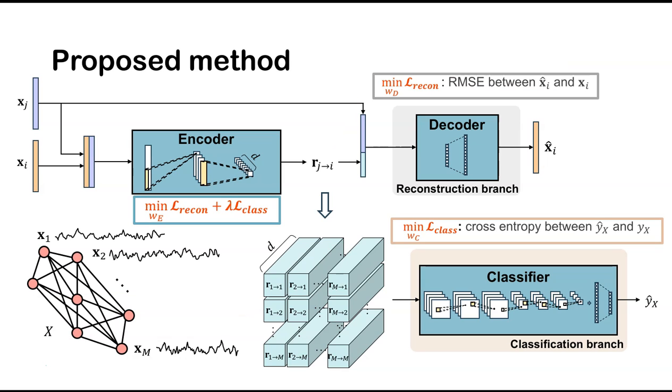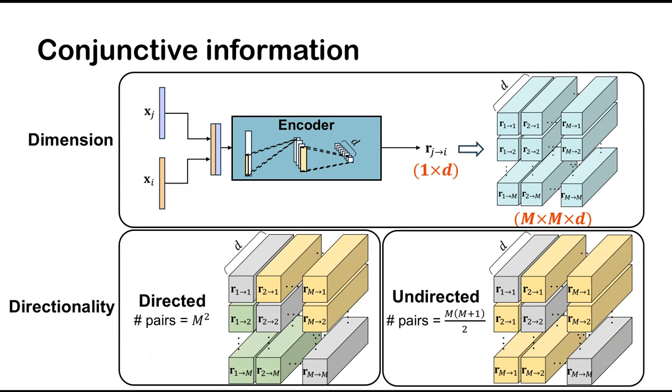Here's about the training of the model. The decoder is trained to minimize the reconstruction error, and the classifier is trained with the conventional cross-entropy for classification. And the encoder is connected to both decoder and classifier, so it is trained with both reconstruction loss and classification loss. The dimension of the connectivity matrix is m by m by d. Here m is the number of sensors and d is a hyperparameter. The connectivity matrix can be symmetric to consider undirected connectivity, or it could be non-symmetric to have the directionality.